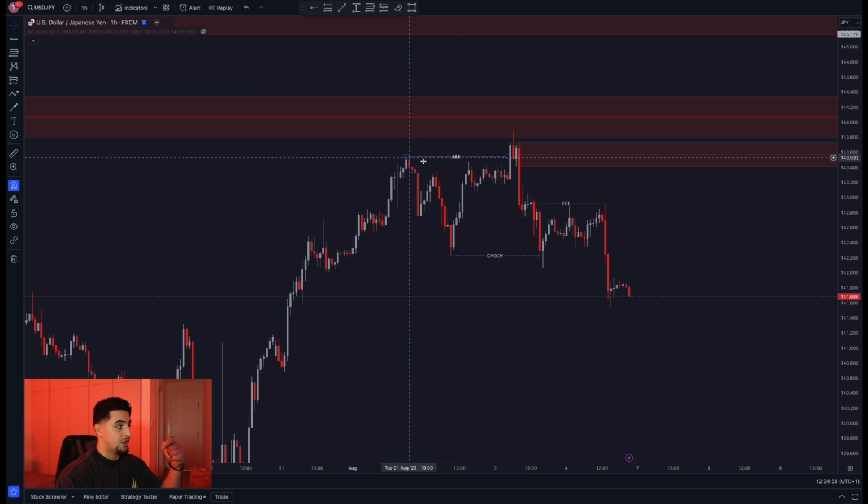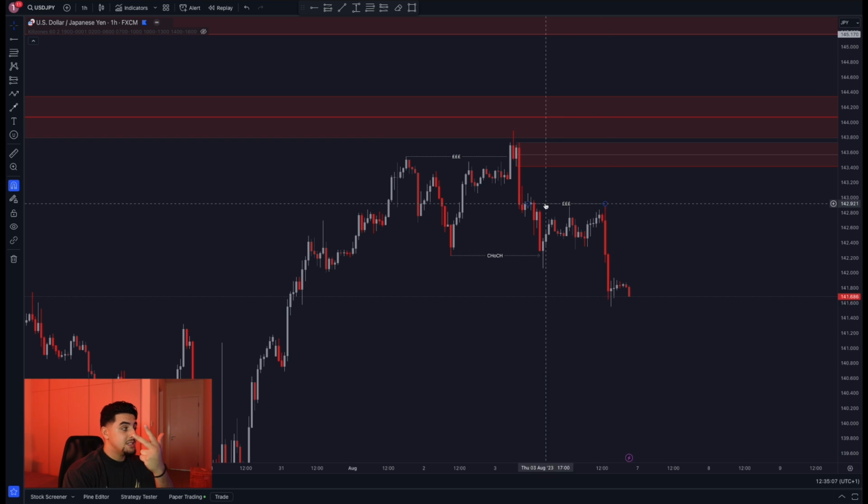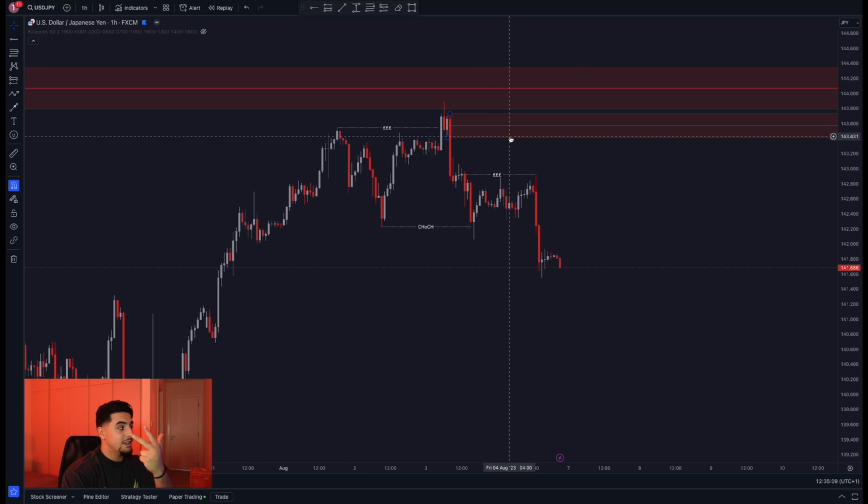Price takes out this structure. That's number 1. Price then breaks the low that formed that high. That confirms our change in sentiment. Price also engineers liquidity below our area of supply, which is another confluence.